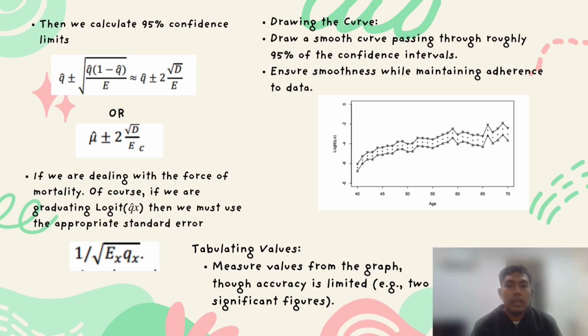the appropriate standard error. When drawing the curve, draw a smooth curve passing through roughly 95% of the confidence intervals, which ensures smoothness while maintaining adherence to the data, like this figure. And when tabulating values, measure values from the graph, though accuracy is limited. For example, two significant figures.